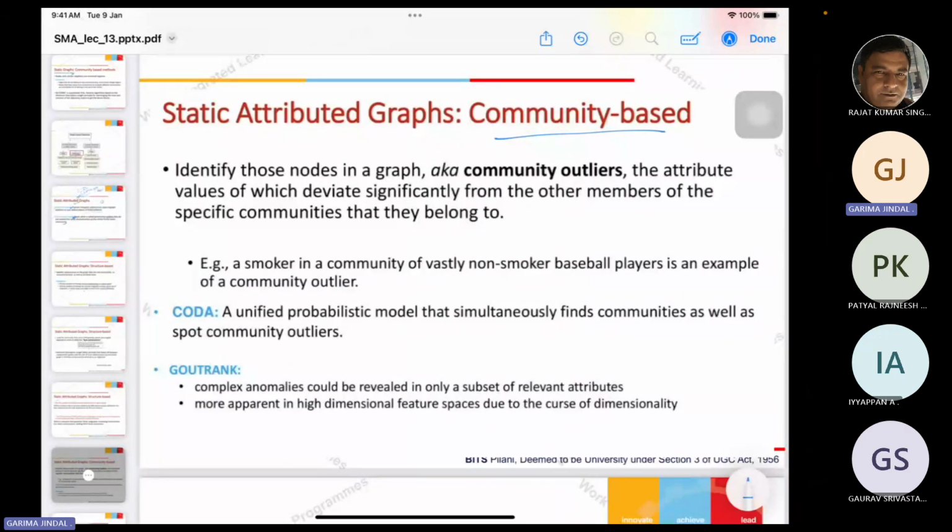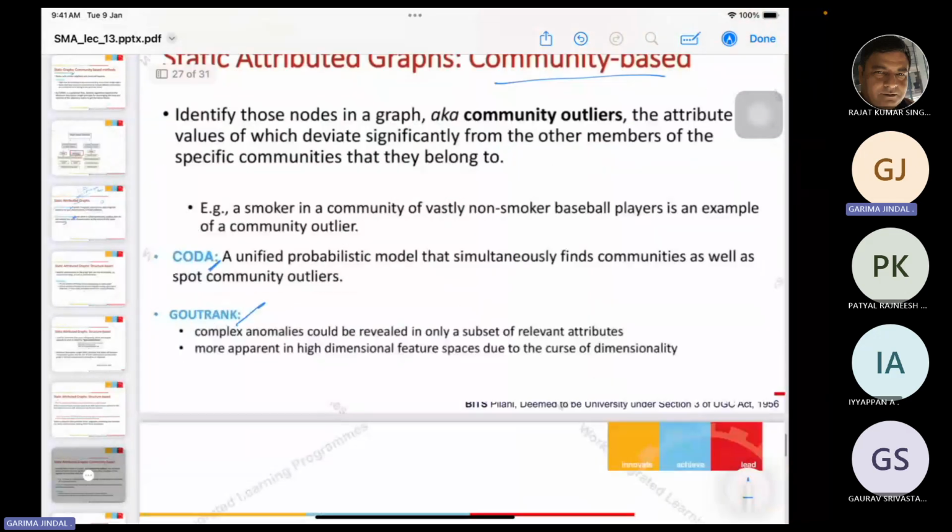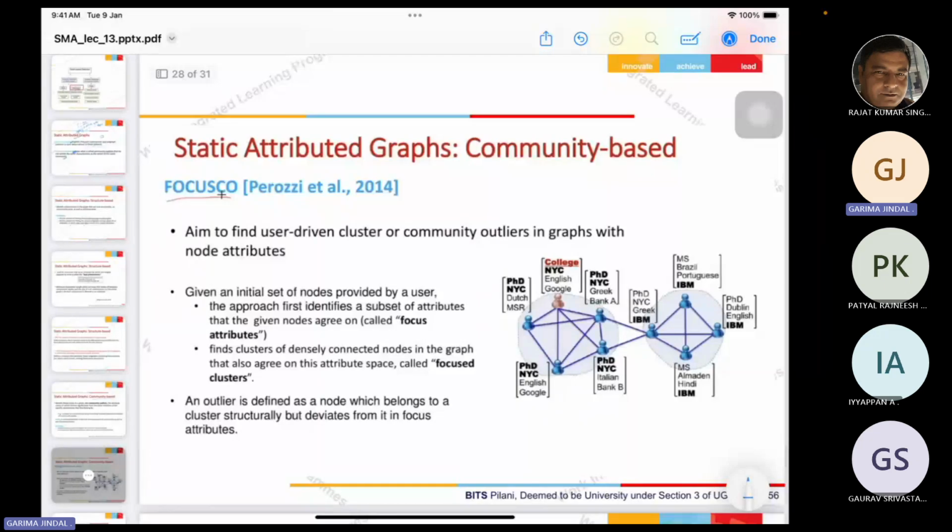Because these two players have a different property, they can be considered anomalous. In this category again, we have different algorithms, CODA, and this is Gout rank. So these are the different algorithms. Now I'm going to briefly discuss the algorithm that is Focuso.